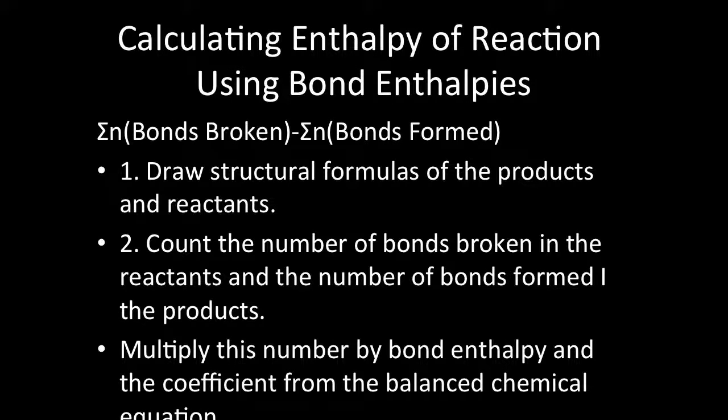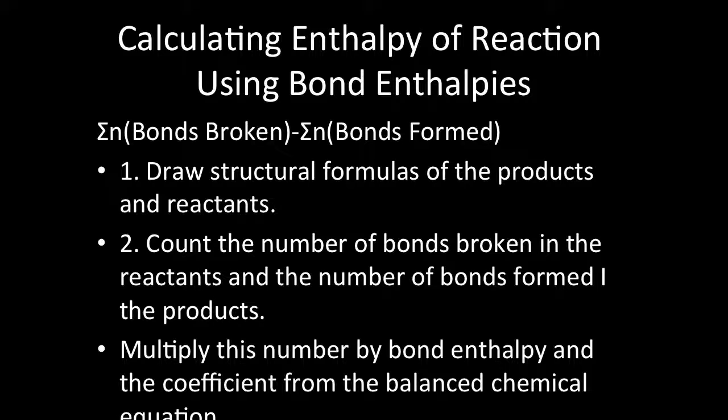So what steps do I follow to use bond enthalpy to calculate the enthalpy of a reaction? So here's the formula. I'm going to sum the enthalpies of all the bonds that are broken in the reactants, and I'm going to subtract them from the sum of the enthalpies of all the bonds that are formed in the products. And that will give me an overall enthalpy of the reaction, and that makes sense.